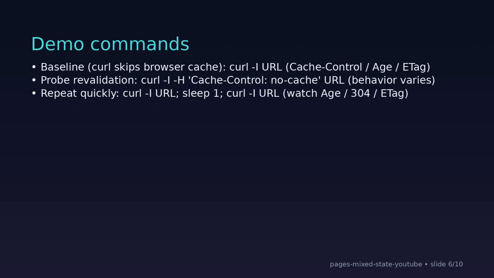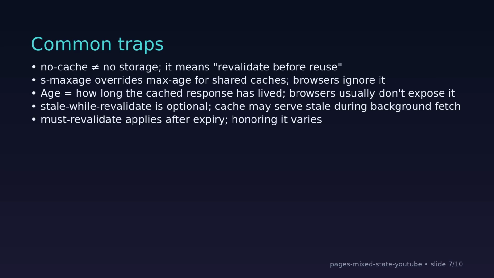Common traps. No-cache does not mean no storage. It means revalidate before reuse. Age reflects how long the cached response has lived. Browsers usually don't emit it. CDNs often do. S-maxage overrides max-age for shared caches. Browsers ignore it. Stale-while-revalidate may show old content while fetching new, if the cache implements it. Must-revalidate applies after expiry. Honoring it varies. Don't assume it prevents all stale serves. For private content, Cache-Control: private stops shared caches, but browsers still cache unless you say no-store or use a short max-age.